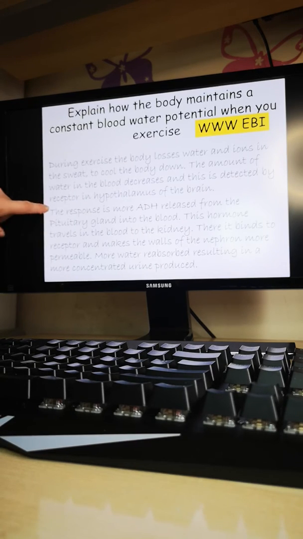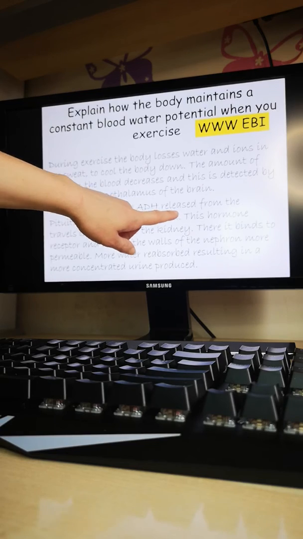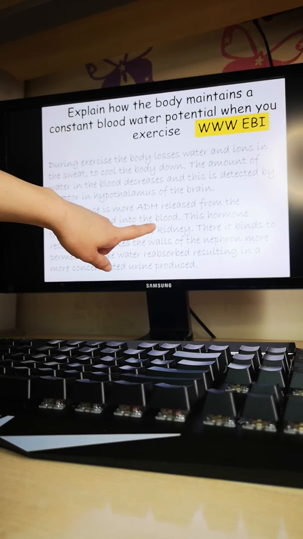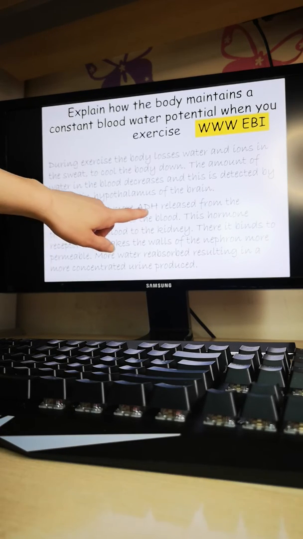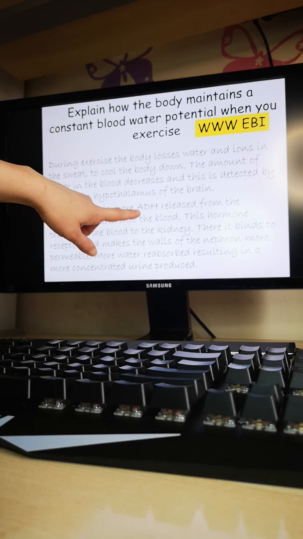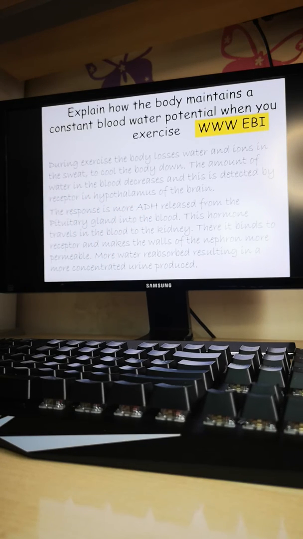The response is more ADH released from the pituitary gland into the blood. That would be okay. You don't have to have posterior in front, so it would be okay. ADH is a recognised abbreviation, so although it's good practice to put antidiuretic hormone the first time and then use the abbreviation. The fact that it travels in the blood to the kidney might be locked in there as well. So that was okay as a mark point.